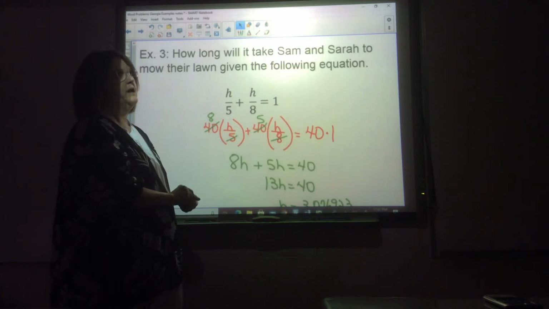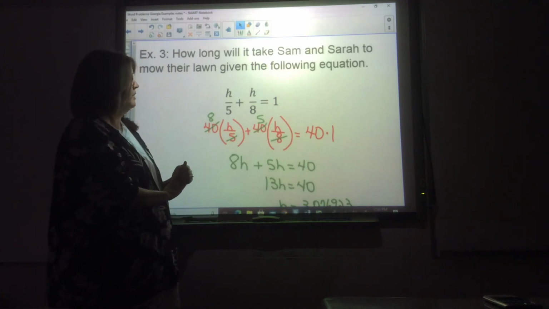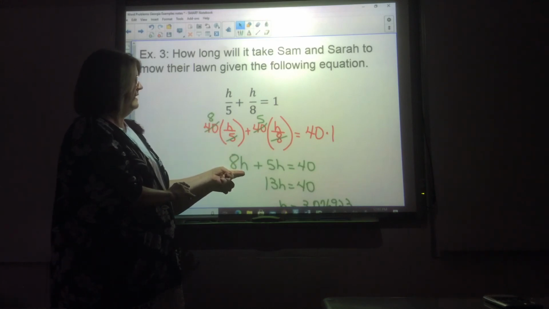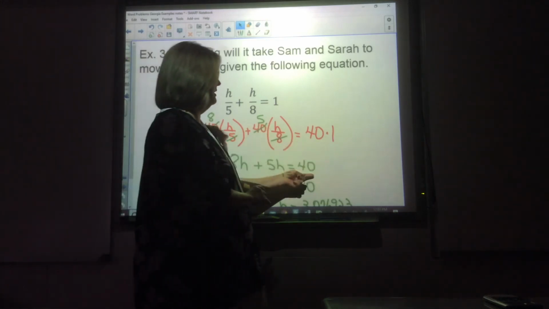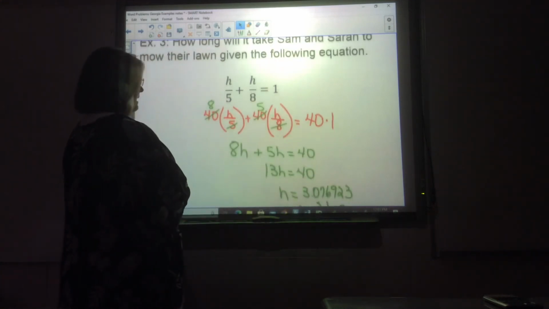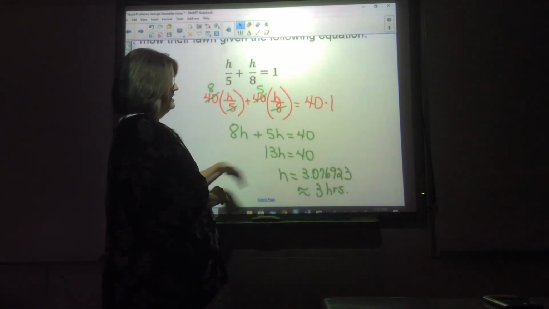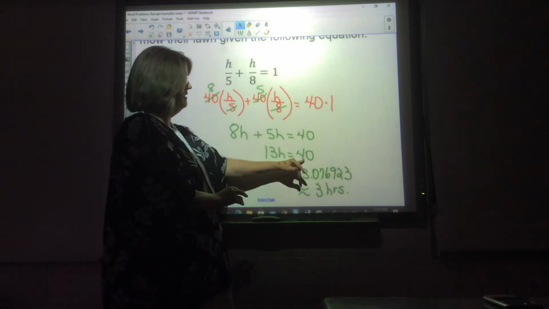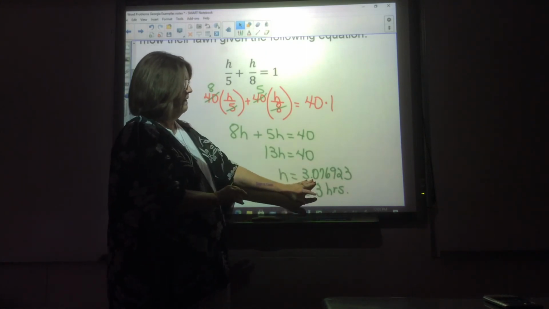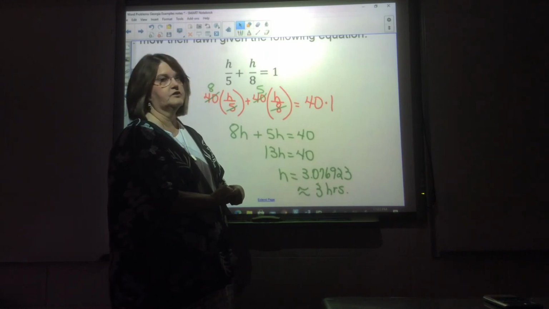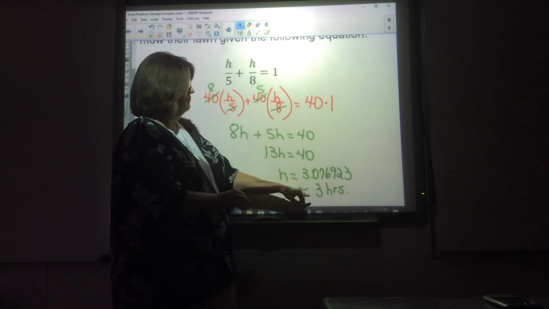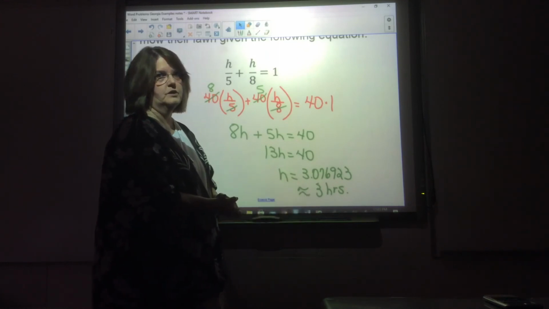Again, multiply by the common denominator, which is 40. That's going to give me 8h plus 5h, and then 40 times 1 gives me 40. I put that together, that gives me 13h, and 40 divided by 13 gives me 3.07923. You could say that's 3.1 hours, but approximately 3 hours.